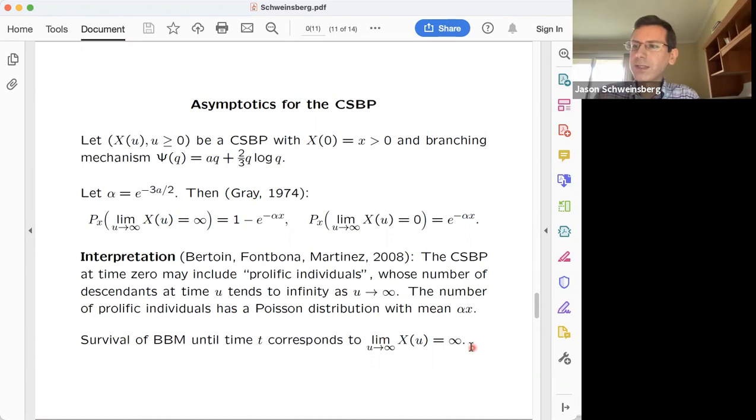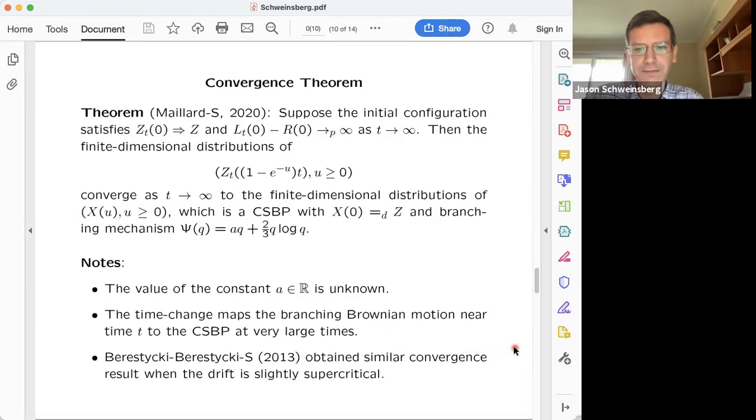And because of the result on the previous slide, the survival of the branching Brownian motion until time t roughly corresponds to the event that this continuous state branching process tends to infinity.